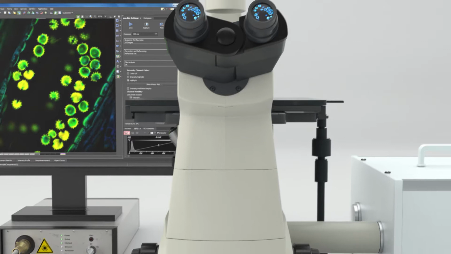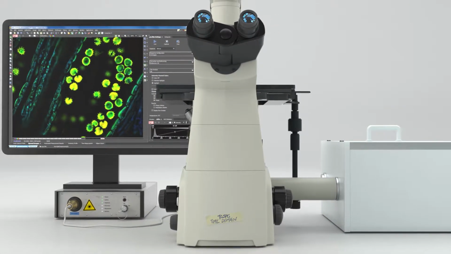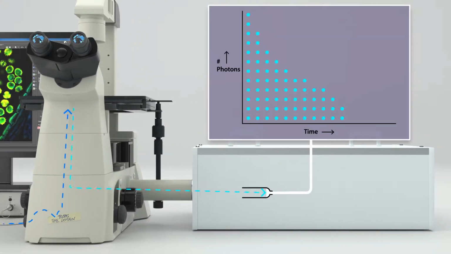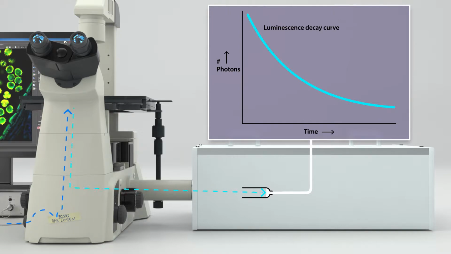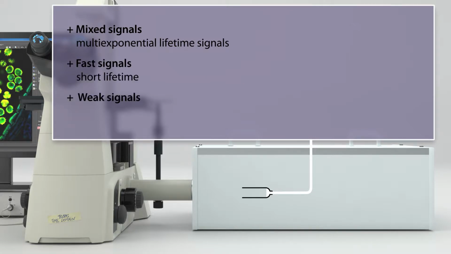Established examples of time domain equipment are point-scanning TCSPC systems. These point scanners count the emission photons in time, allowing you to reconstruct a luminescence decay curve. This makes TCSPC suited for mixed, fast, and weak emission signals.